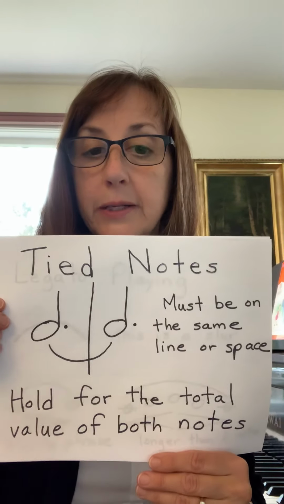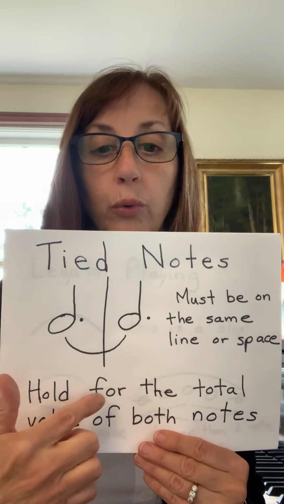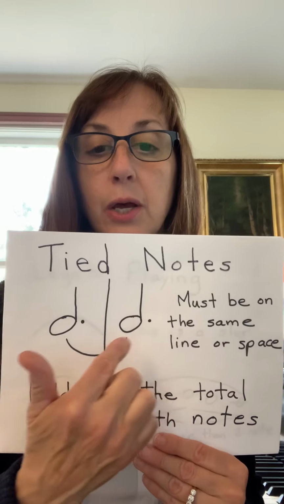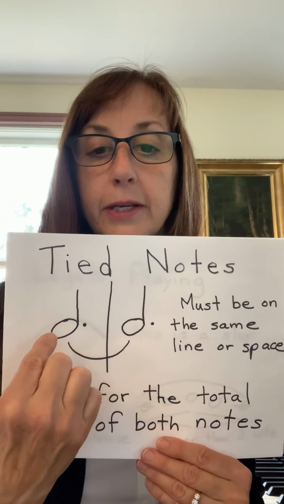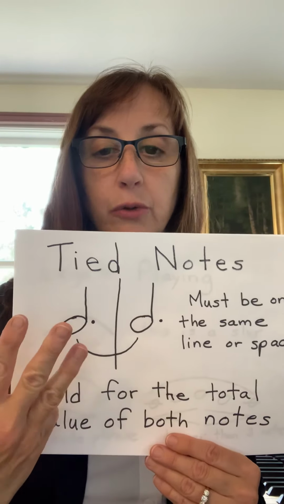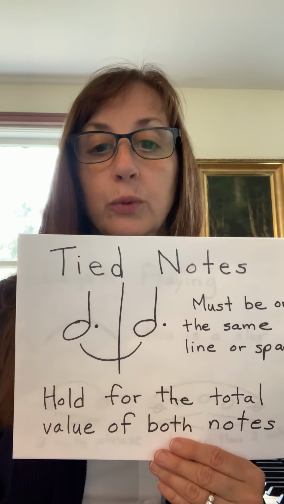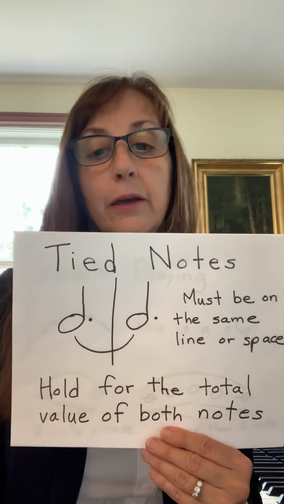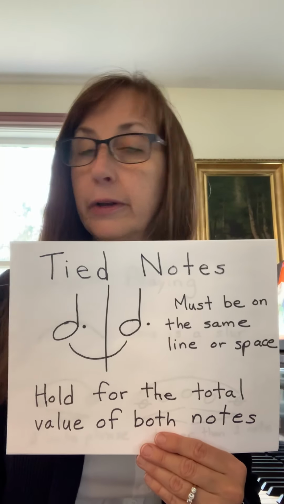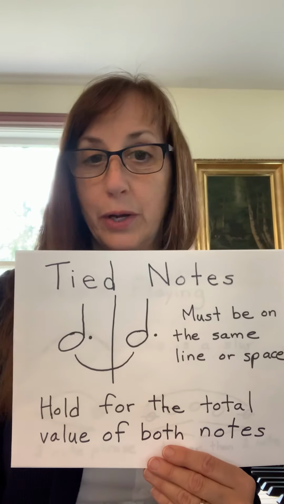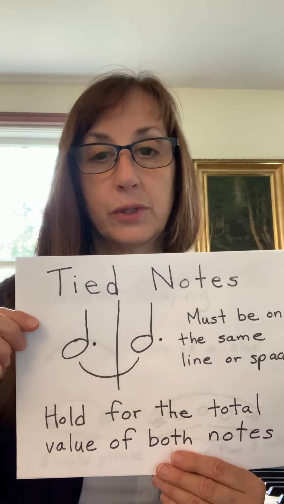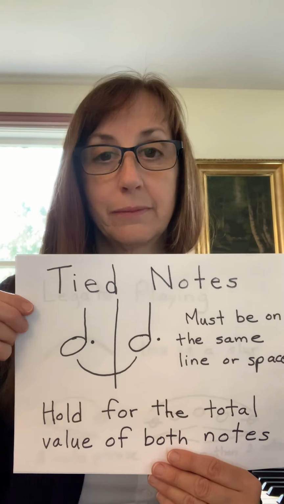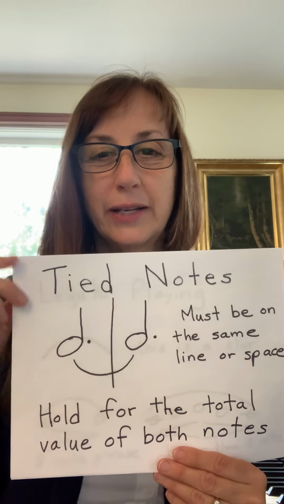And how you play the tied note, if you remember, you hold the notes down for the value of the combined notes. So the total value of this plus this, which is 3 plus 3, equals 6 beats. And remember why we have tied notes? If we don't have a note that's bigger than a 4-beat note, we must use tied notes if the composer wants us to hold the note longer than 4 beats. Okay? So that's why we use tied notes.